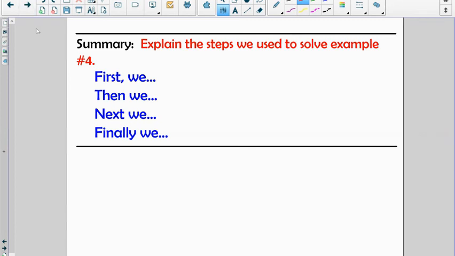That's the end of our notes for today. But what I'd like you to do for your summary, instead of answering the essential question, is explain the steps we used to solve example number 4. There are some sentence starters to help you write: first we, then we, next we, and finally, what did we do?